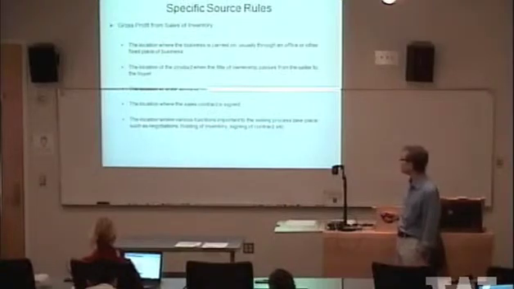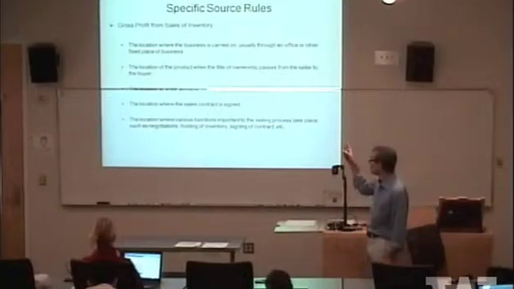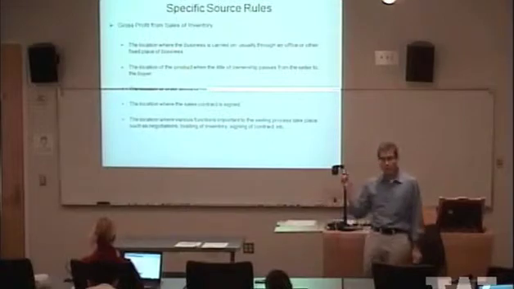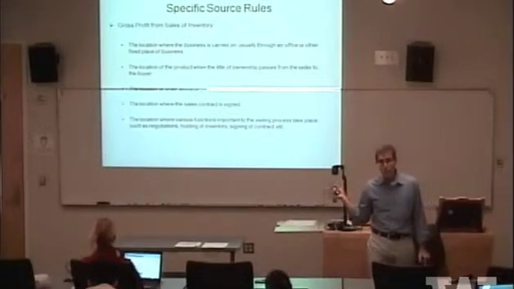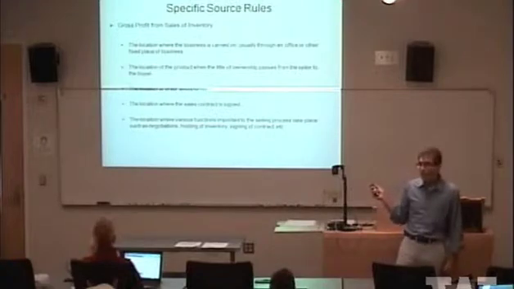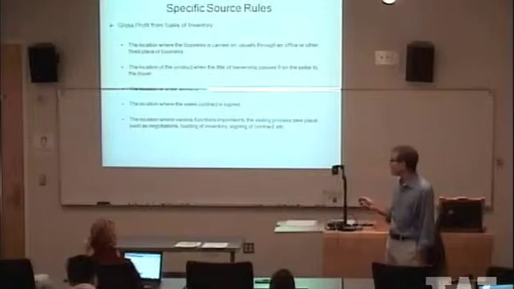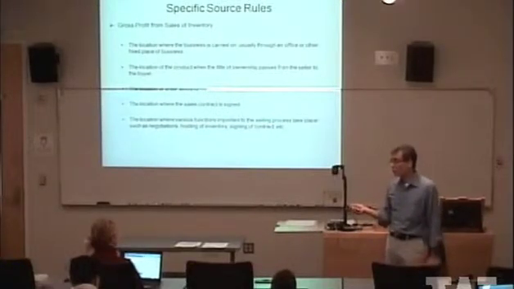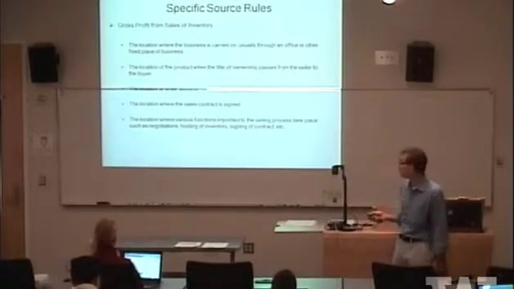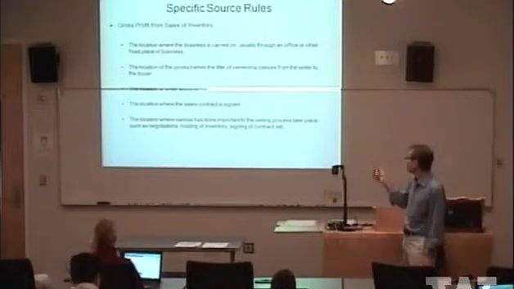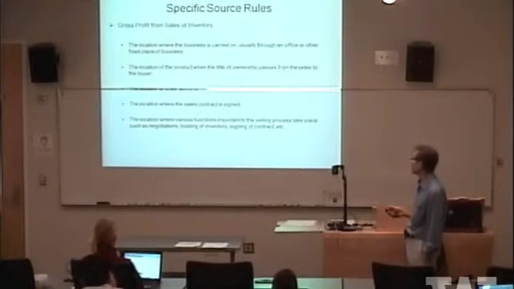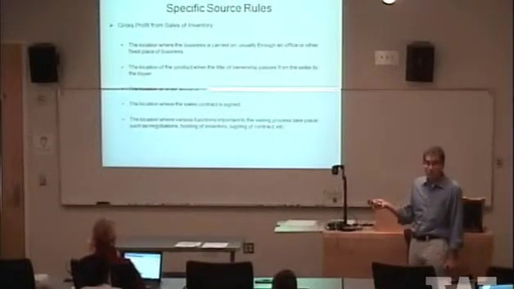Okay, specific source rules. I'm not going to go through every slide. I just want you to know that the slides are there, scan through them. The idea is that I've tried to list out some of the ways that different countries define source rules for different categories. Gross profit from sale of inventories, okay. Location where the business is carried on could be one possibility.